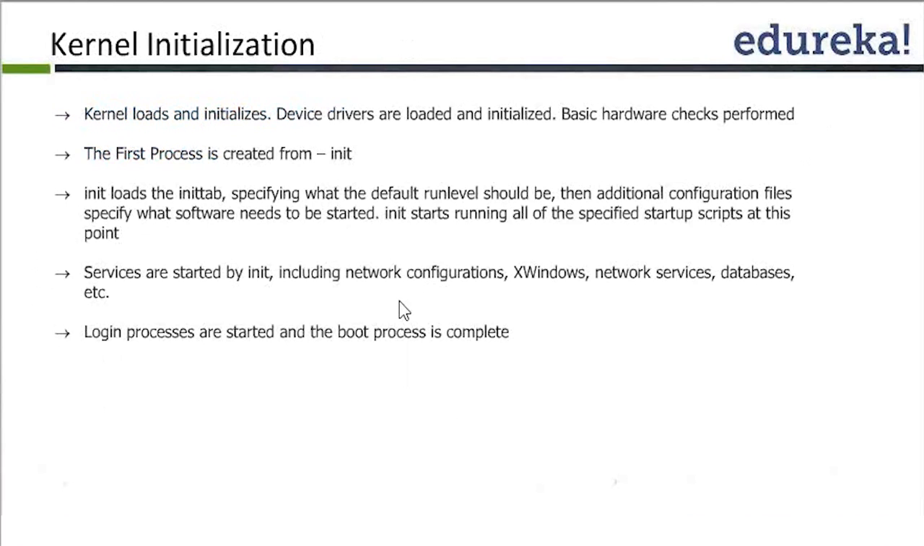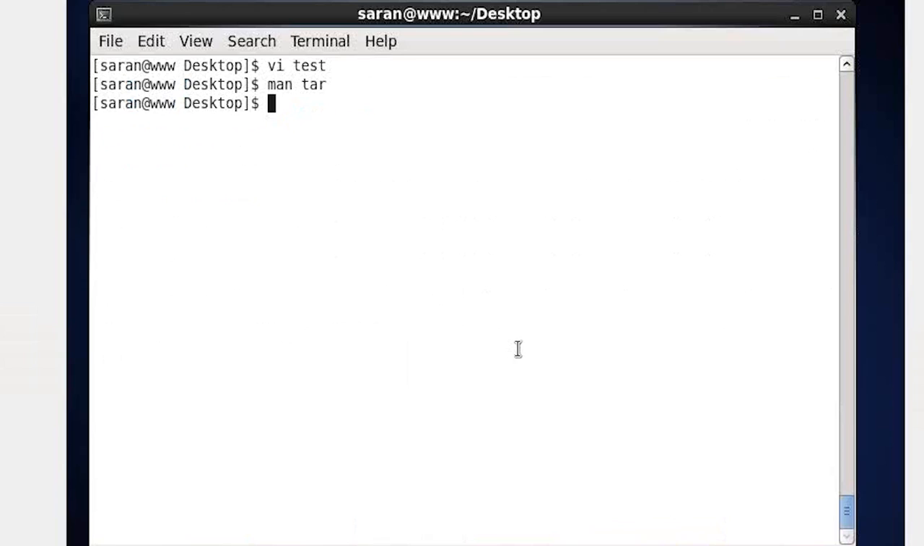So the kernel loads and initializes, the device drivers are loaded and initialized, and the basic hardware checks are performed. The first process that is created during the system initialization is the init process. Init stands for initialization, or system initialization process. Remember, init is considered as the parent process of all the processes in the system. If you remember what I've said, you can have multiple processes in your system, and every process is associated with a process ID. Even every file will have a process ID. So I will just show you this.